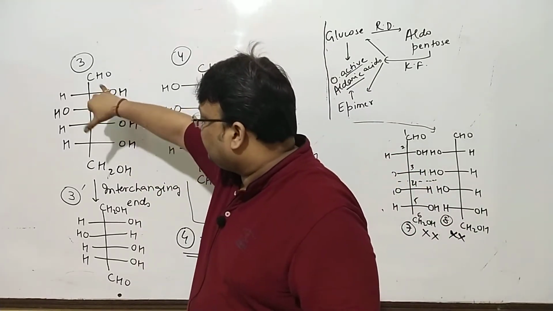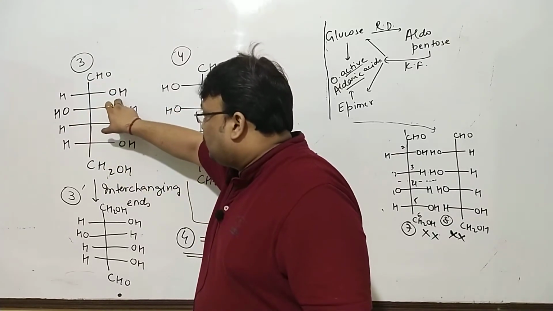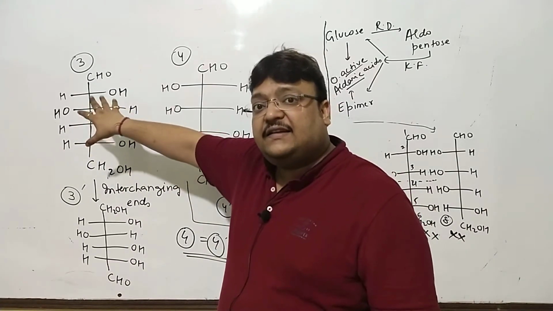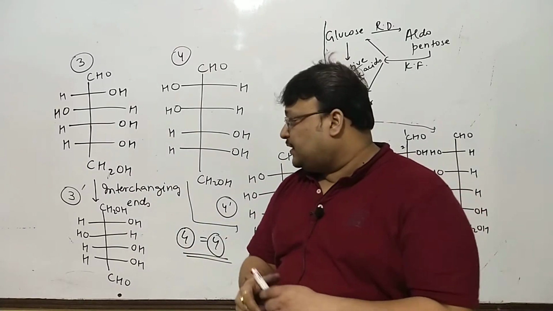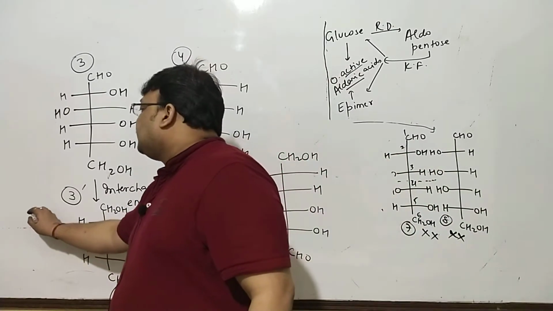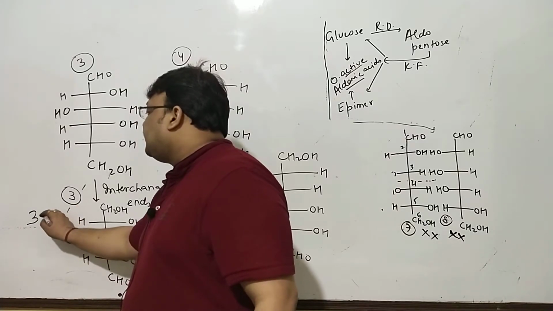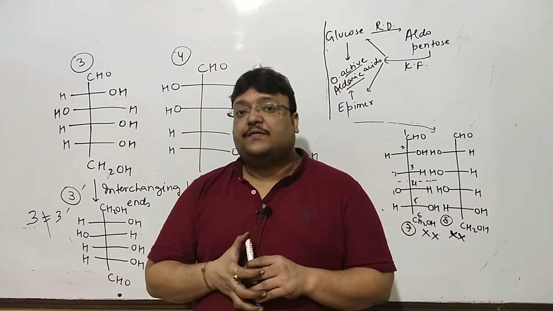If you rotate this, CHO coming down, CH2OH going up, this OH naturally will come to the left. So by interchanging the ends, 3 and 3 prime are two different compounds. 3 is not the same as 3 prime. And this is what was happening with glucose as well.